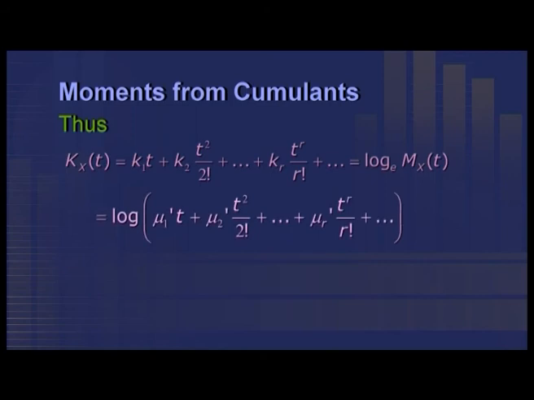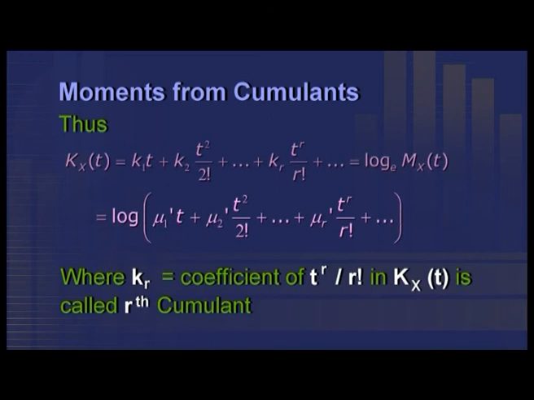This is equal to log of 1 plus mu1' t plus mu2' t squared divided by 2 factorial plus etc., till plus mur' t to the power r divided by r factorial plus etc., where kr is equal to the coefficient of t to the power r divided by r factorial in Kx(t), and is called the rth cumulant.